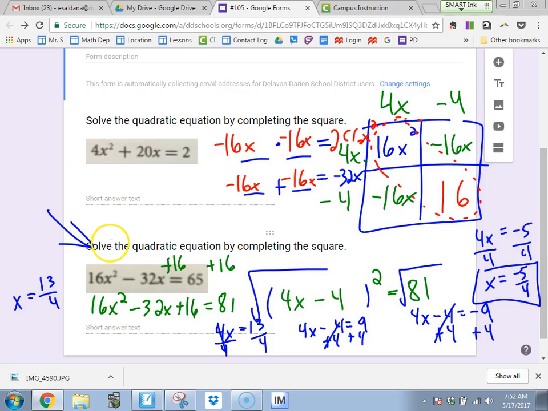These problems, they take up a lot of room. They take up a lot of space. Do them on a sheet of paper. Don't do them on the slates and erase.